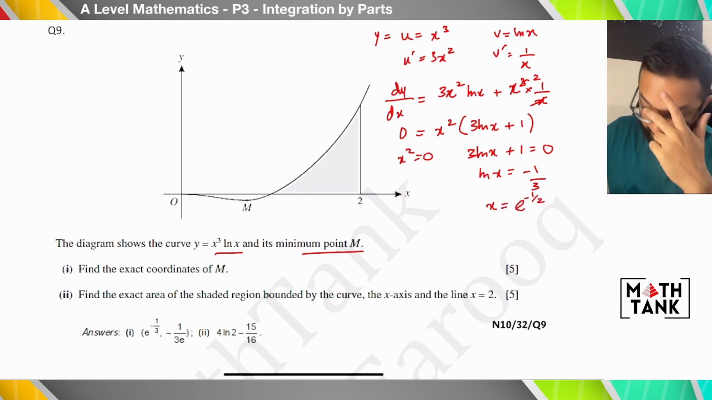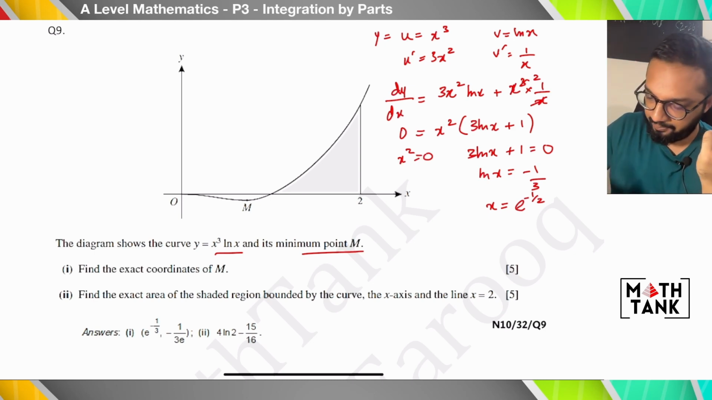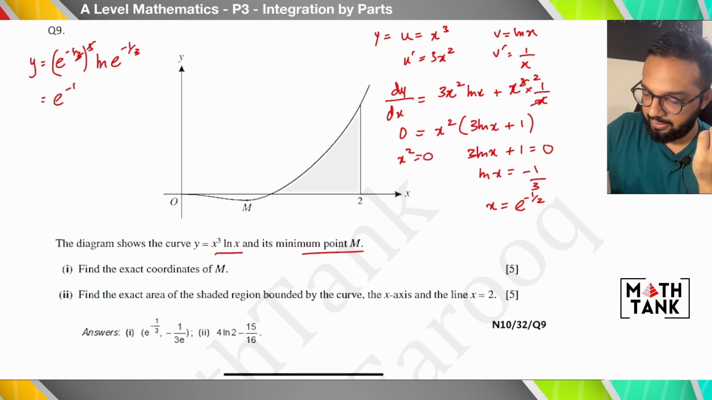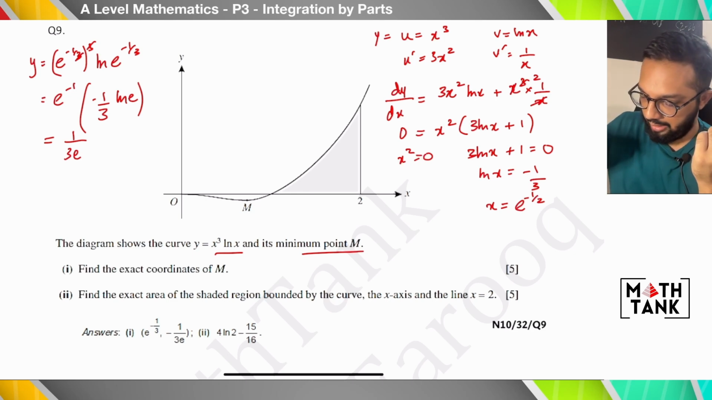And since I'm looking for the y coordinate as well, exact coordinates, so I'm going to say that cube ln e power minus 1/3. So this gives me e power minus 1, and this comes down 1 minus 1 over 3 ln e. So that gives me minus 1 over 3e. Yes, I have the x coordinate and I have the y coordinate.